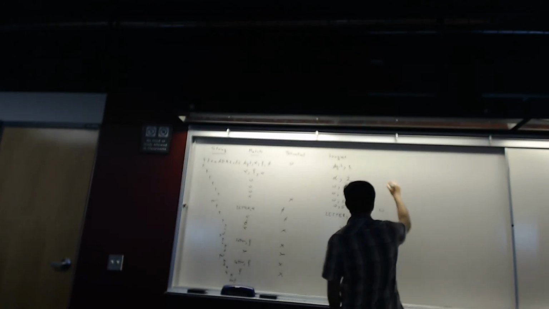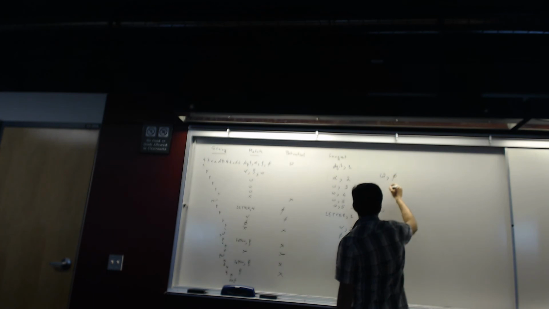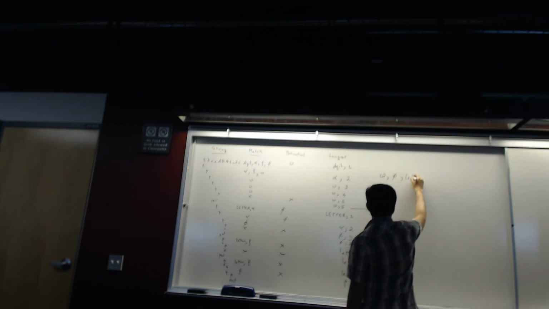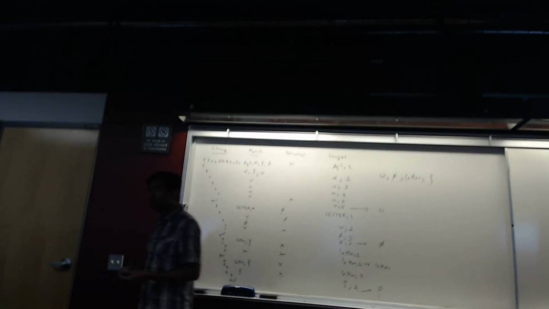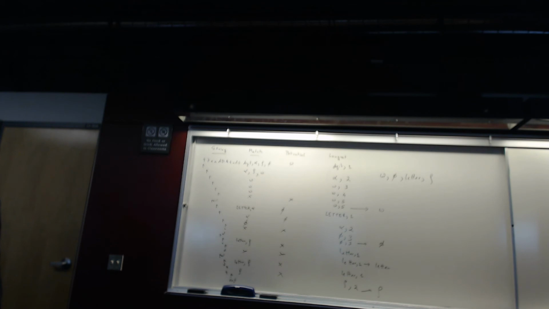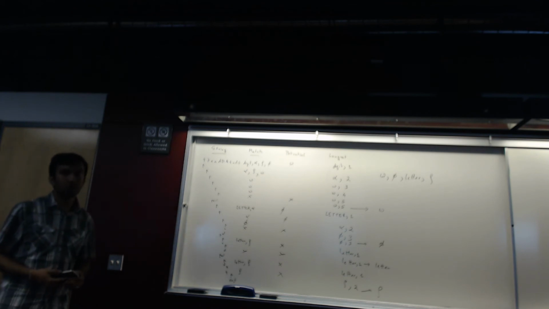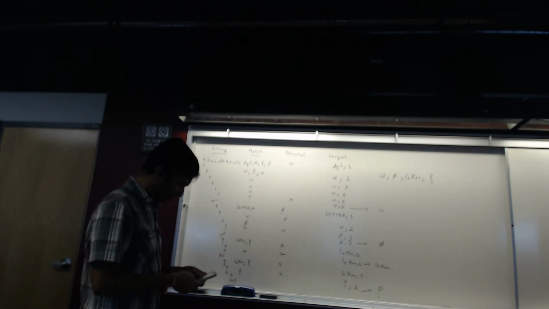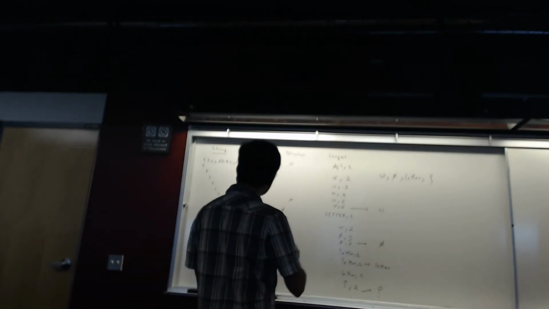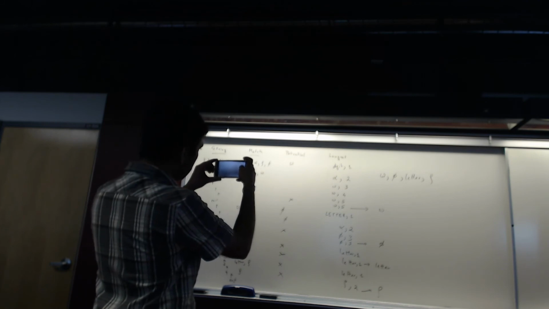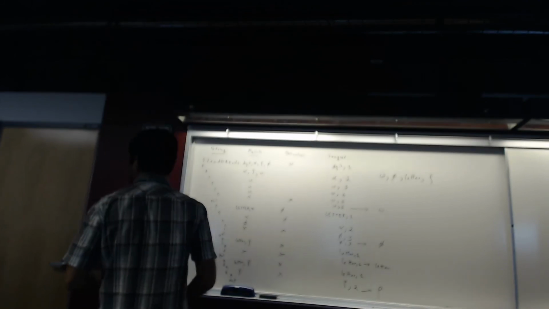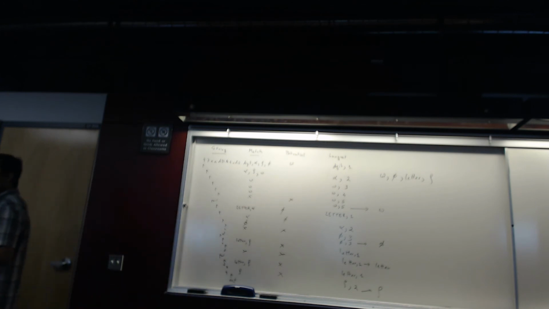So what is the sequence of tokens you got? You got omega, then phi, then letter, and then row. Those are the tokens that you got. So that's how you should do that one. Any questions?